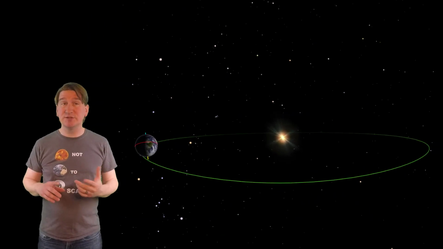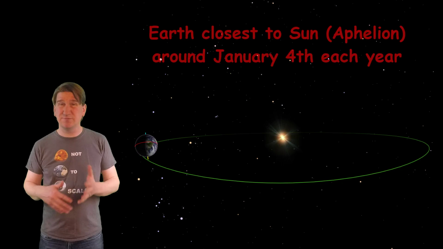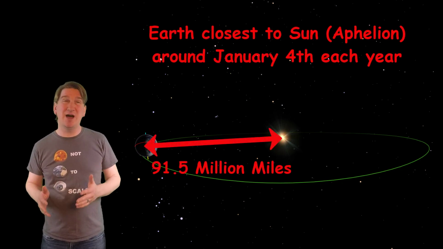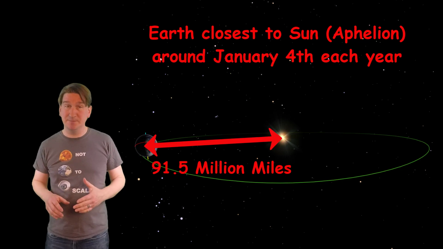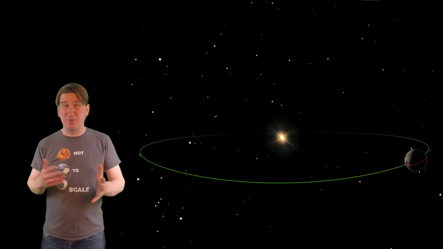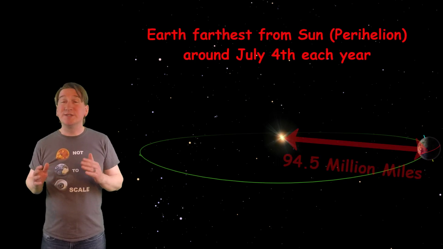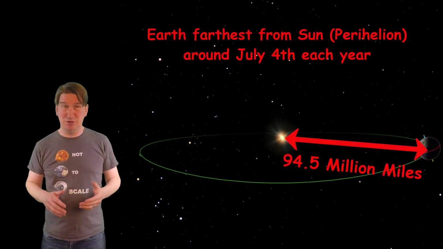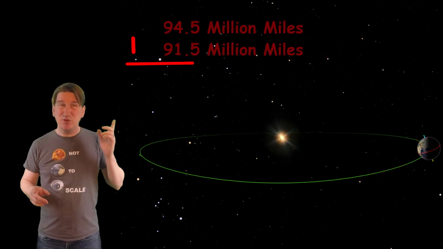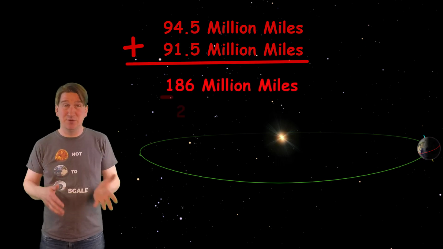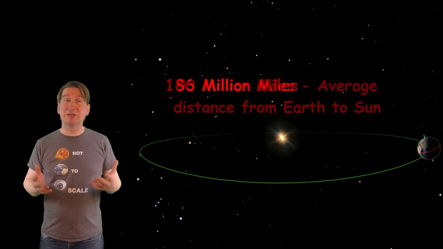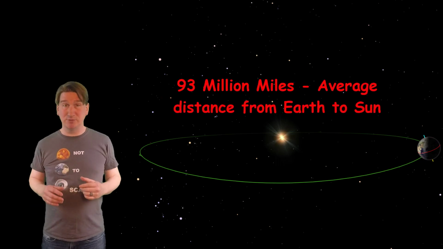At its closest distance to the Sun, which occurs in the first week in January, the Earth is about 91.5 million miles from the Sun. At its furthest distance from the Sun, typically around the 4th of July, Earth is 94.5 million miles from the Sun. To find the average, we add the two distances together and divide by 2 to get an average distance from the Sun of approximately 93 million miles.